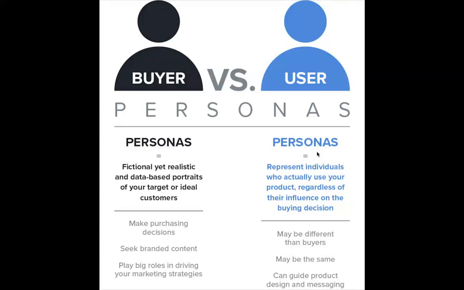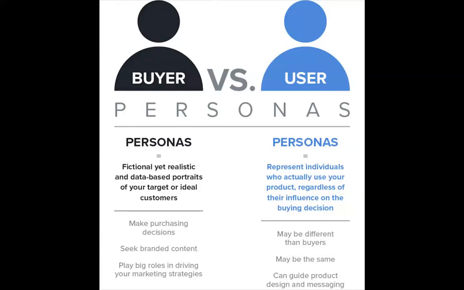Now let's go to user personas. They represent individuals who actually use your product, regardless of their influence on the buying decision. That means they don't necessarily have to buy your product, but they'll use it. They may be different from buyers. It still says the same thing here: they may be different from buyers, they may be the same. That means they might buy, they might not buy. But with this one, the buyer persona, they buy, they make that purchasing decision. Then here, they can guide your product design and messaging.